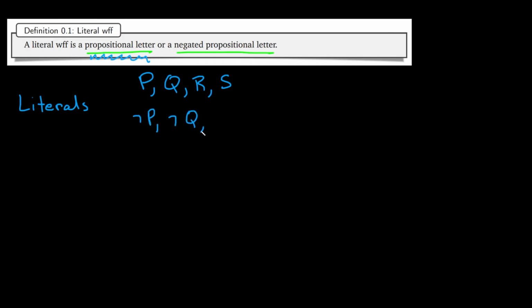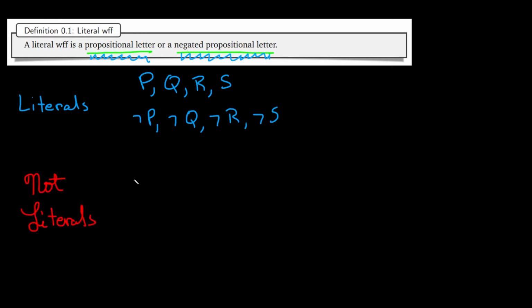A literal well-formed formula in propositional logic is either a propositional letter or a negated propositional letter. Let's look at some examples of literals. So P, Q, R. Notice all these are propositional letters, and so they would be literals. Not P, not Q, not R, as well as not S. Notice that these are negated propositional letters, and so they also would be literals.